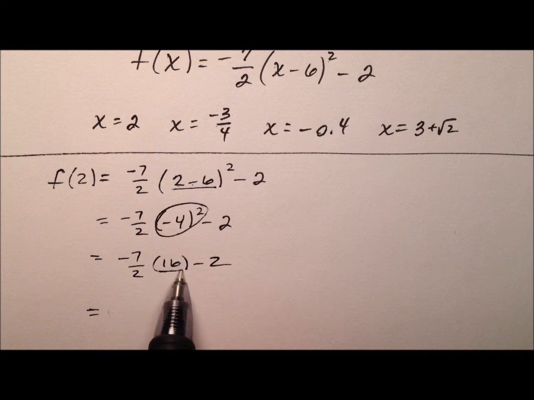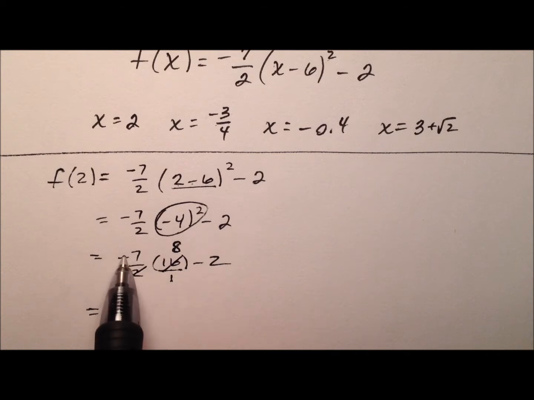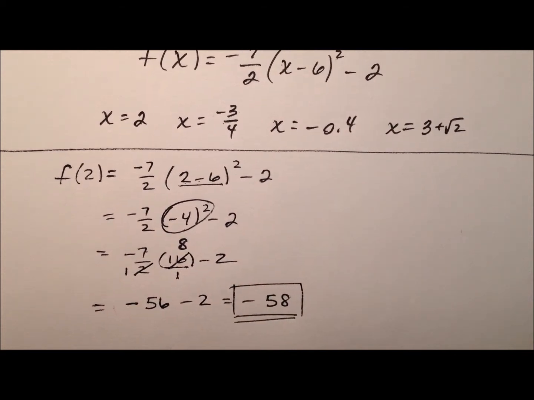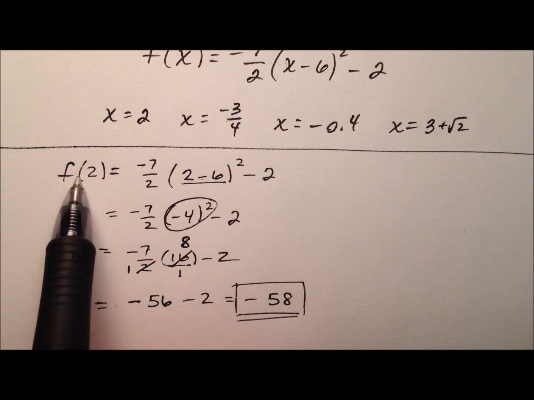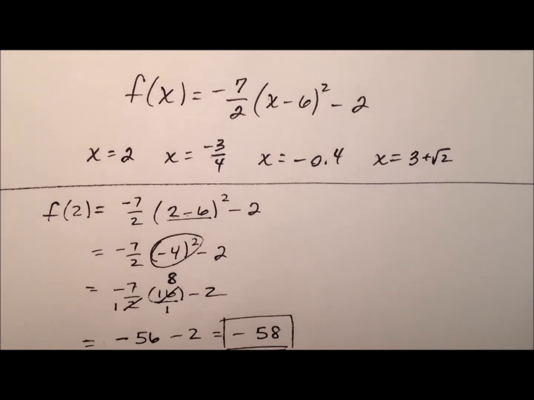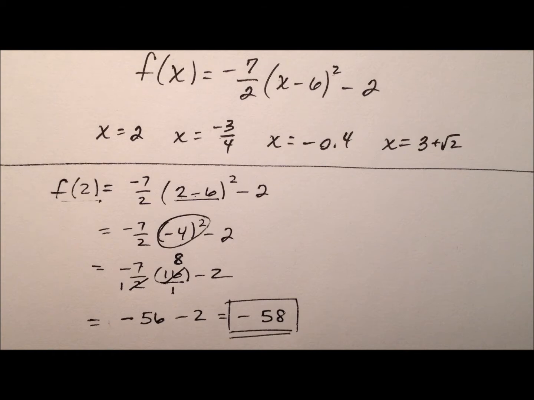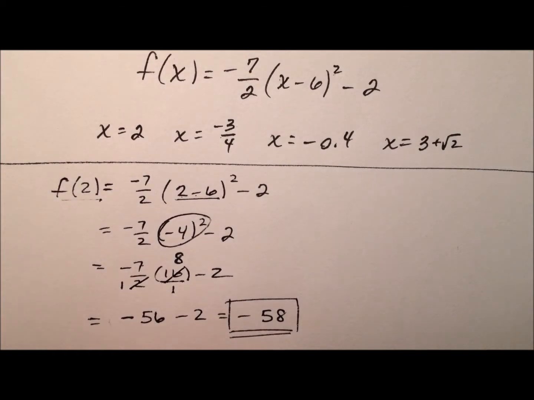And then we can kind of put this 16 over 1 if you like and do a little cancellation top to bottom. In any case, negative 7 times 8 is negative 56 over 1. Minus 2 will be our negative 58. And so we can evaluate this function, f of x, at the value x equals 2, and we'll get negative 58. Okay, so let's go ahead and do the next one.